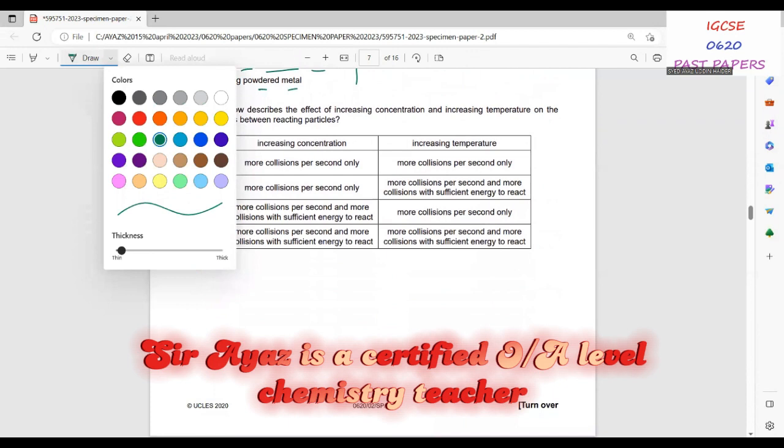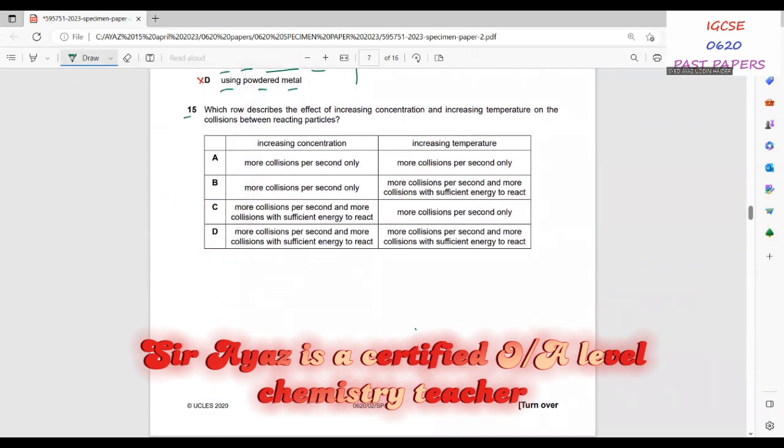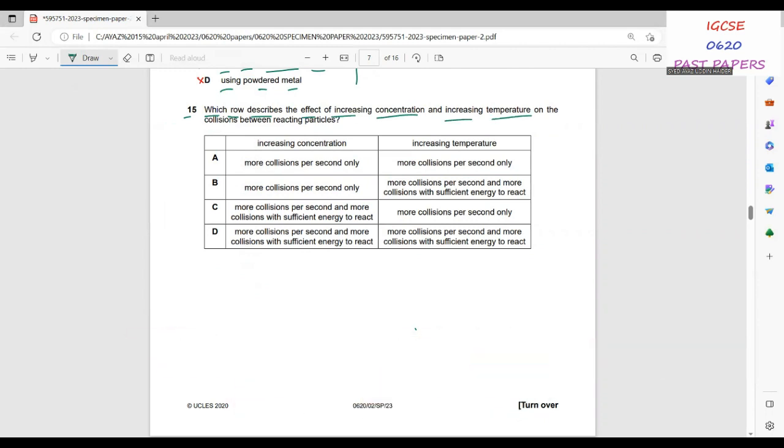Number 15. Which row describes the effect of increasing concentration and increasing temperature on the collisions between reacting particles? A, more collisions per second only. If you increase the concentration, there will be more collisions per second only. This is a correct statement. Increasing temperature, more collisions per second only.